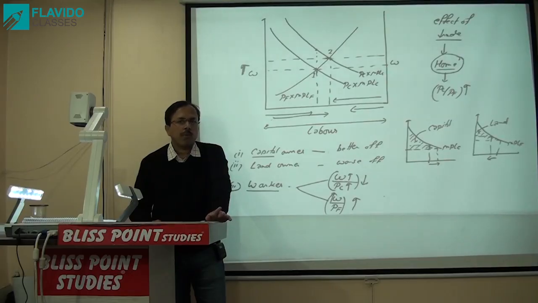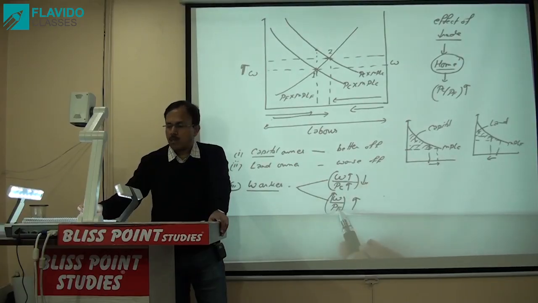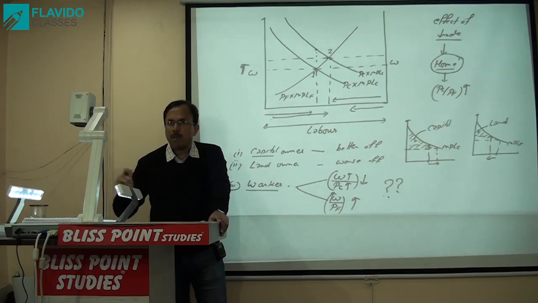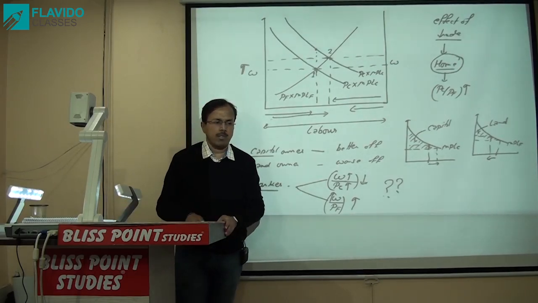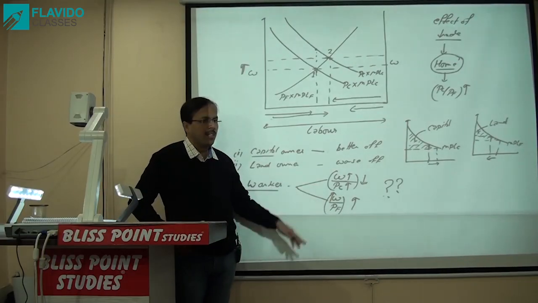So whether the worker is better off or worse off, we can't say, because his real wage in terms of cloth has reduced, while real wage in terms of food has increased, and therefore the effect on the mobile factor is ambiguous. So there is ambiguity for the mobile factor, no ambiguity for the specific factor.